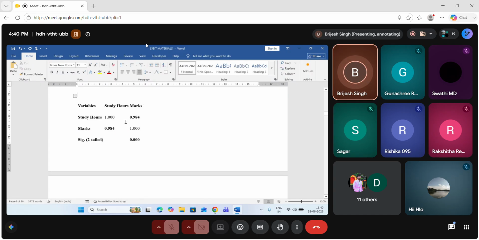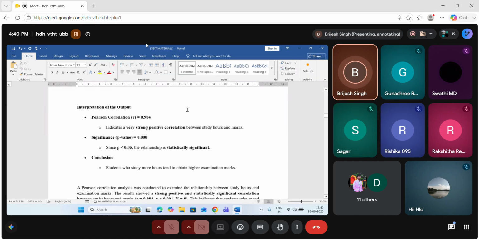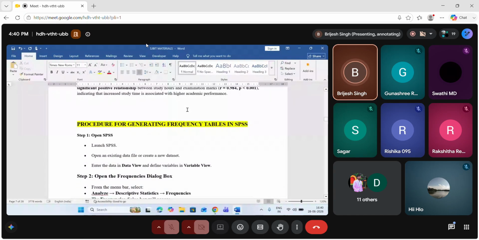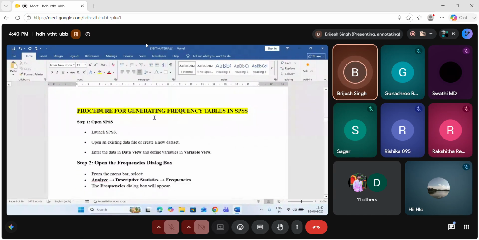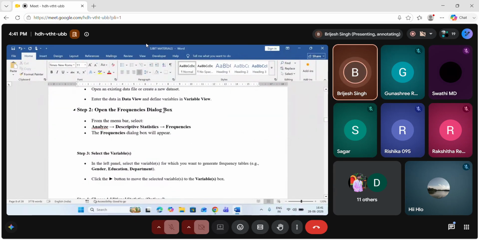So what is the significant value? 0.984. Right. So you can just write down the interpretation of it, how exactly it will look for. Okay. Then procedure for generating frequency tables in SPSS. So there you can just write opening the SPSS, then going to the analyze bar.